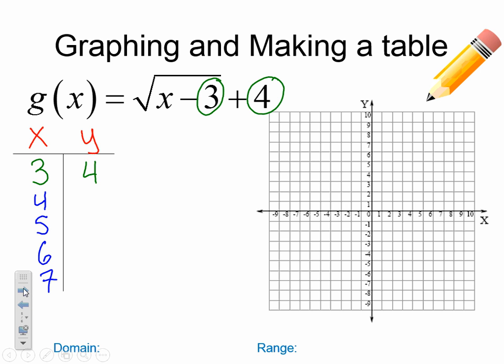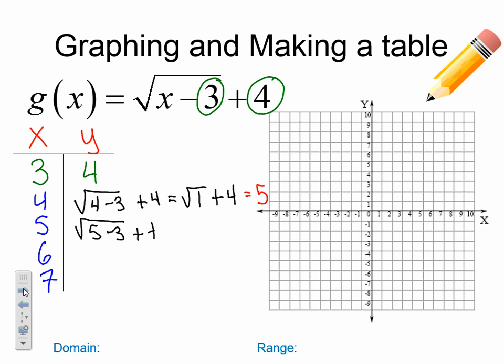Now when we plug these in, if I take the square root of 4 minus 3 plus 4, I'm going to get the square root of 1 plus 4. Now I'm just going to type this into my calculator, and when I do that, I'm going to get 5. We'll do the same thing for 5. I'm going to take the square root of 5 minus 3 plus 4, which equals the square root of 2 plus 4. And I'm going to type this into my calculator, and I'm going to get about 5.4.